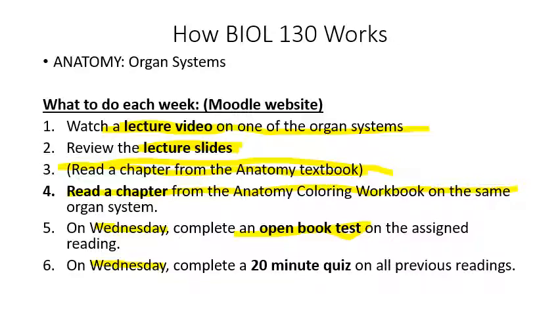You will be assigned to read the chapter on the cardiovascular system before you start the open book test, because you'll be given an hour and a half to complete it, and the test will ask you multiple choice questions about things that you've read in that chapter. The number of questions will vary, but generally it's around 40 or 50, sometimes up to 70 or 80 questions.